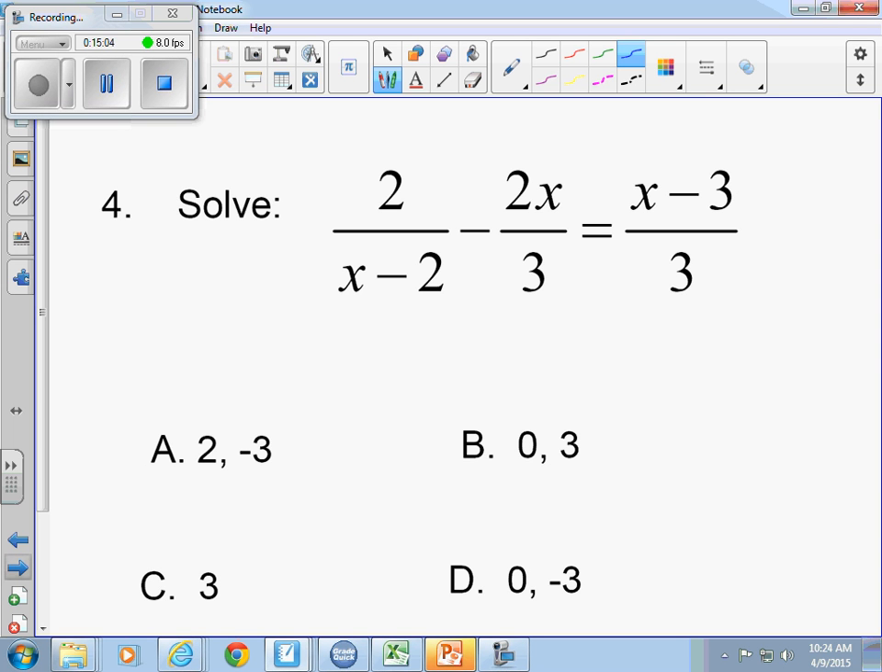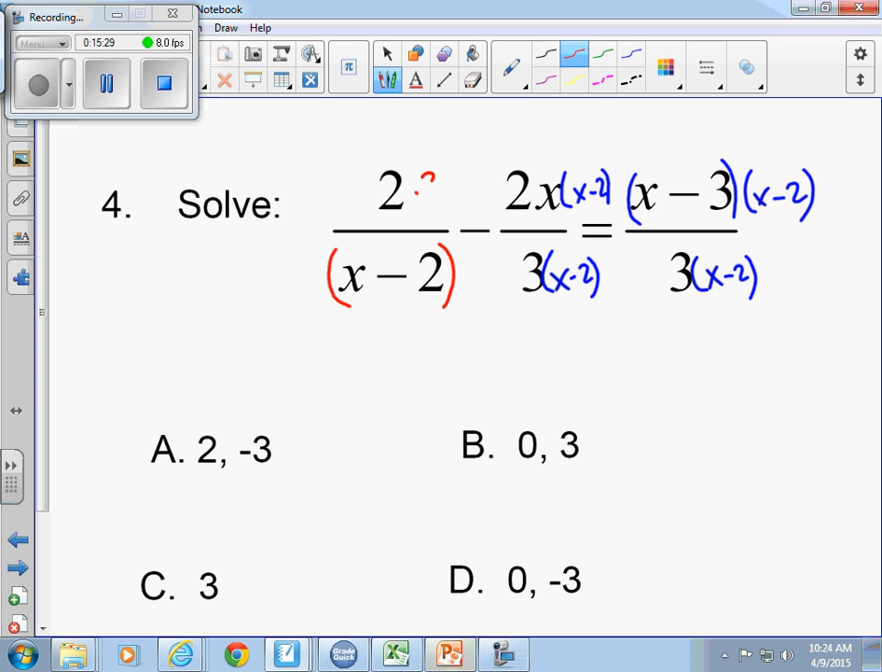How do we solve equations with fractions in them? Good. Get a common denominator, then ignore the denominators, right? So x minus 2. Okay. What about the left one? It's 3. Good.